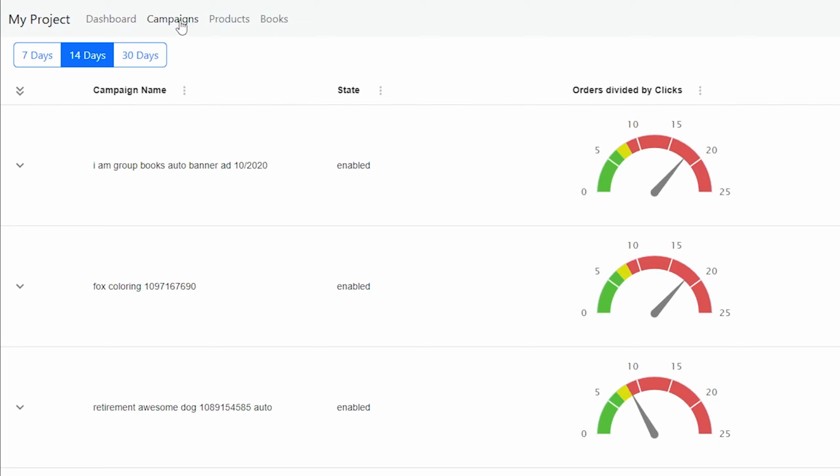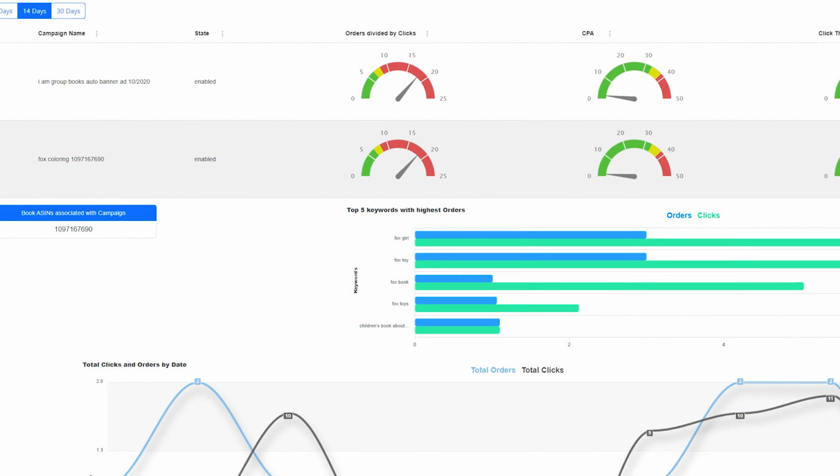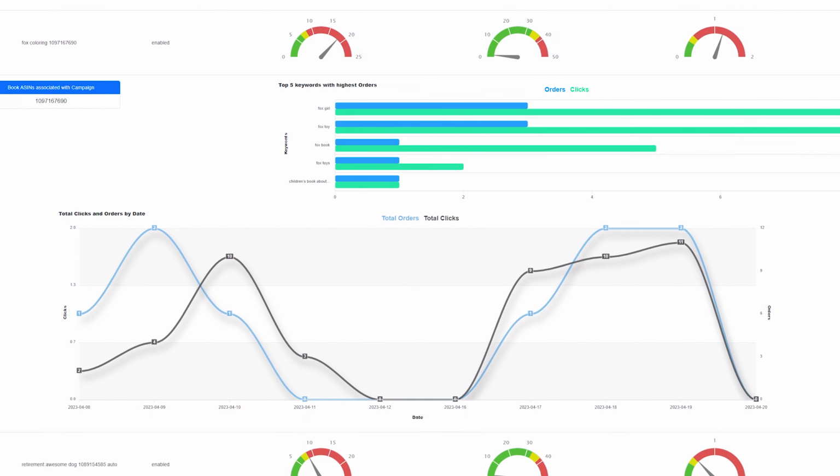The orders divided by clicks ratio tells us how many clicks it takes to generate one order. We want this number to be as low as possible. We can quickly identify which campaigns have a high orders divided by clicks ratio and which ones have low orders divided by clicks ratio. For right now, let's just focus on Fox Coloring as it has a relatively high orders divided by clicks ratio. We can drill down to get additional information about the campaign, such as which products have been assigned to the campaign and keyword performance.